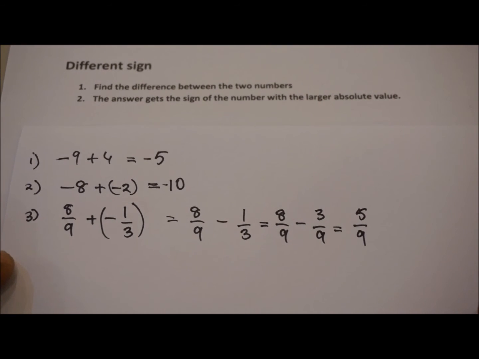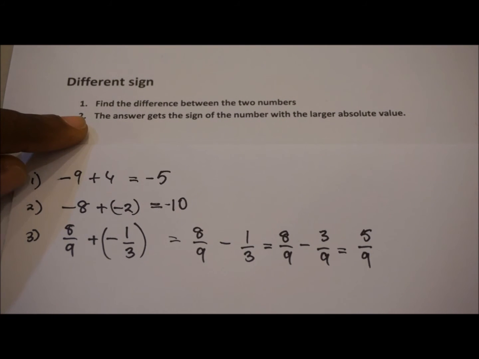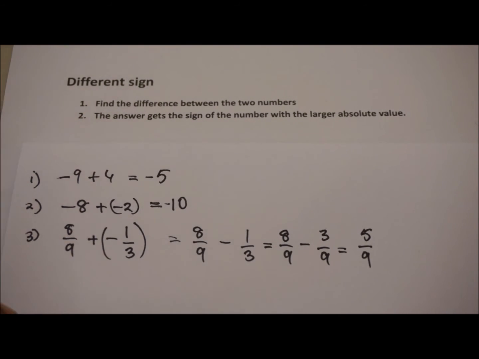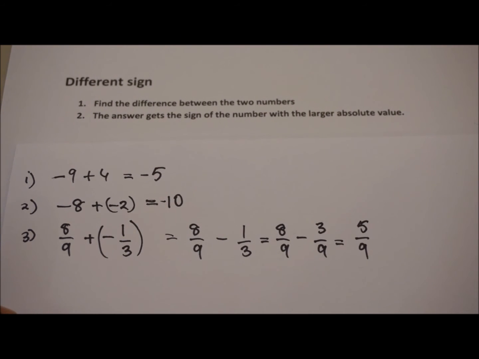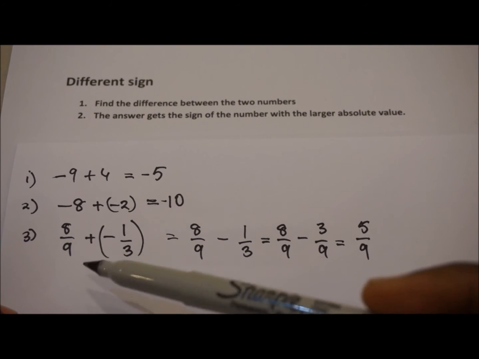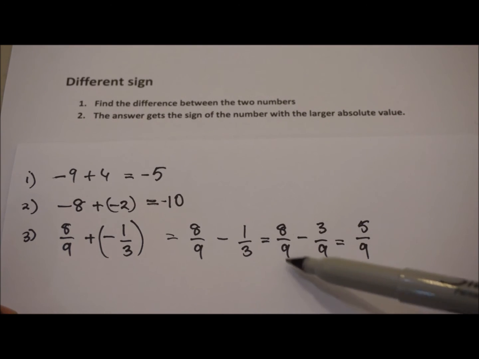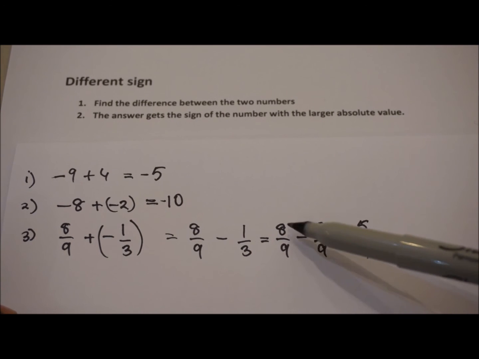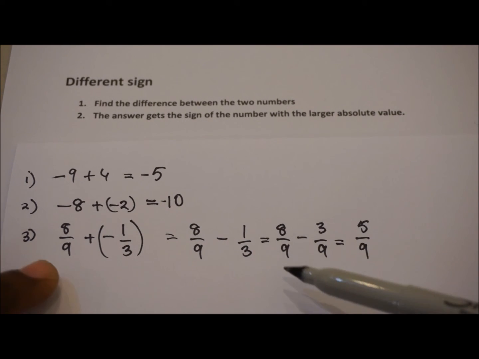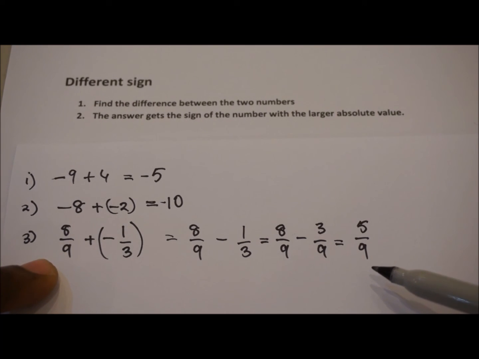Okay, so I've done the first part, find the difference between the two numbers. The next part now, the answer gets the sign of the number with the larger absolute value. So I ask myself, 8 over 9 or 1/3, which fraction is larger? 8 over 9 is a larger fraction than 1/3. If you cannot see it here, you can look right here to see it. 8 over 9 or 3 over 9? Which one is larger? 8 over 9 is a larger fraction. And since 8 over 9 carries a positive sign, therefore my answer remains as a positive answer. So simply follow the rules.